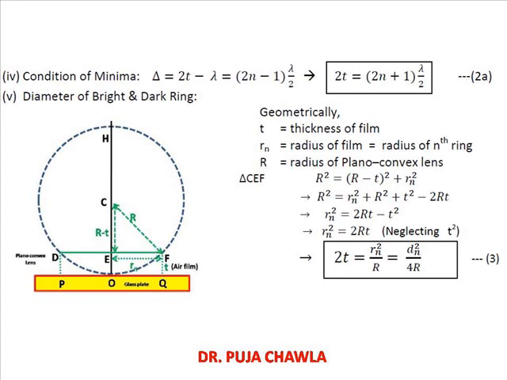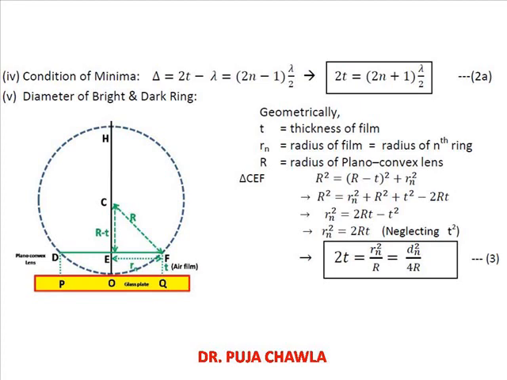Now focus on the right angle triangle CEF. In this right angle triangle, CE is R minus t, CF is capital R, radius of curvature, and what is EF? Radius of the air film. Because the radius of air film is equal to the radius of nth fringe, it is indicated by small rn. Now apply the Pythagoras theorem in this right angle triangle. Hypotenuse square, meaning CF square, is equal to CE square, perpendicular square, plus base square, EF square. Clear?